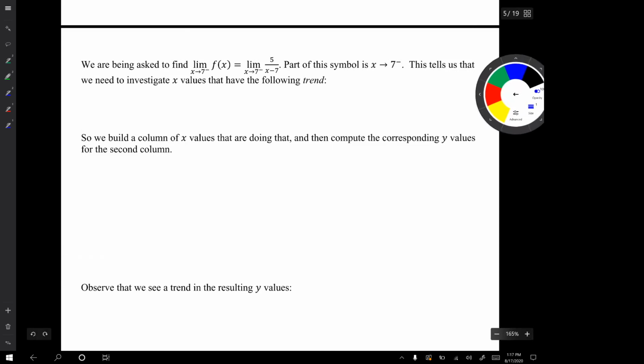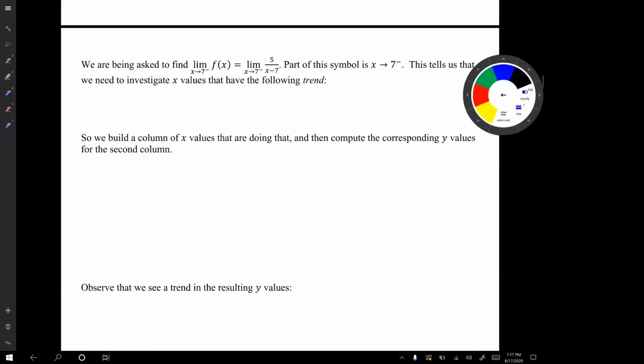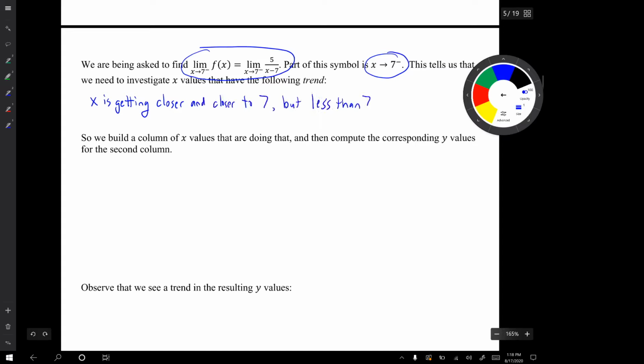Well, we're being asked to find this limit, the limit as x approaches 7 from the left of f of x. Part of this symbol is x arrow 7 superscript minus sign. This tells us that we need to investigate x values that have the following trend: x is getting closer and closer to 7, but less than 7. So we build a column of x values that are doing that, and we compute the corresponding y values for the second column. So here's our table.